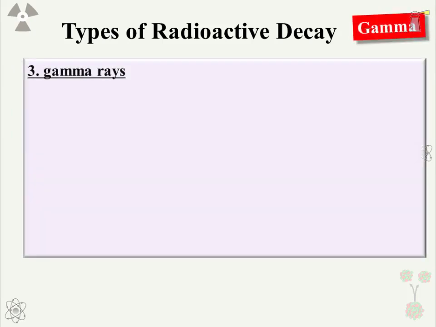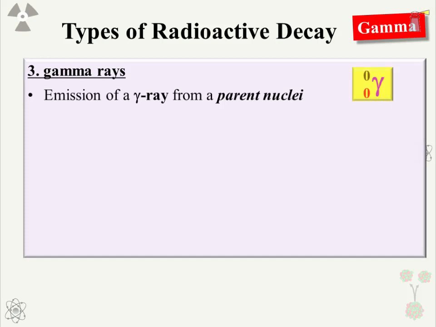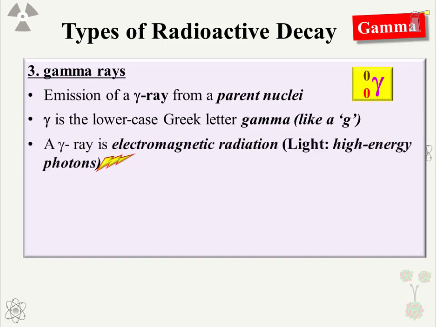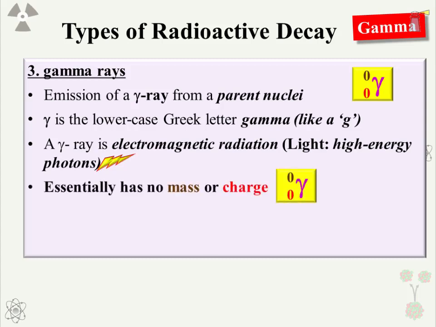The third form of decay that we will cover is gamma rays. It is the emission or ejection of a gamma ray from a parent nuclei. Gamma is a lowercase Greek letter. It's like our G. A gamma ray is electromagnetic radiation. It is light. It is a high-energy photon. Essentially, a gamma ray has no mass or charge. No mass, no charge.